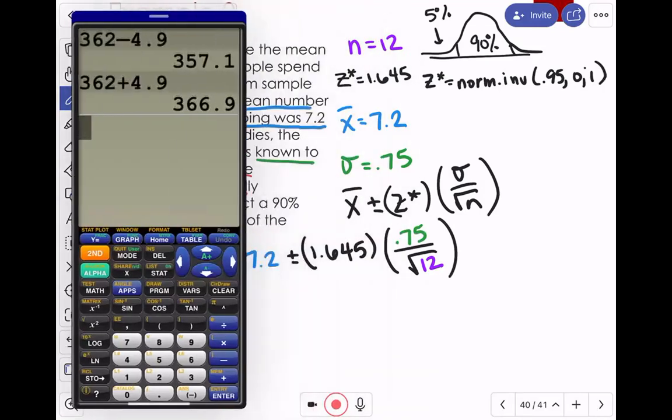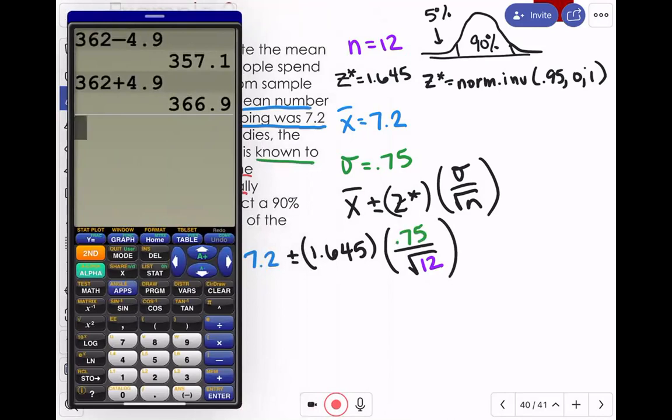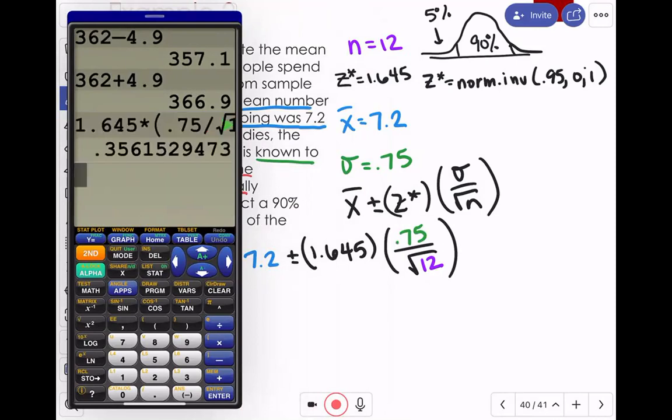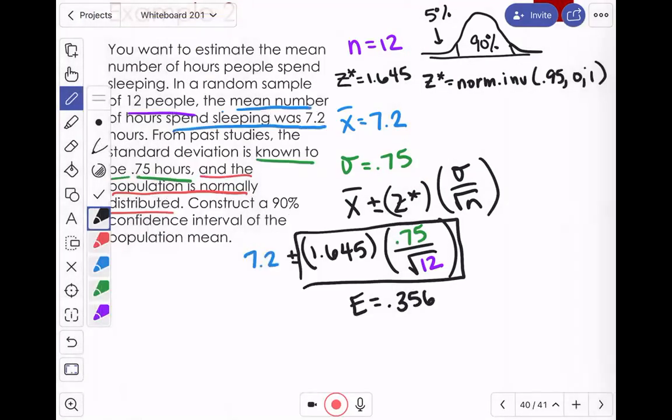And so when I calculate this value, I'm going to do the margin of error first. So it's 1.645 times 0.75 divided by the square root of 12. So my E, when I calculate this right here, E equals 0.356. So I'm going to do 7.2 minus 0.356 and 7.2 plus 0.356.